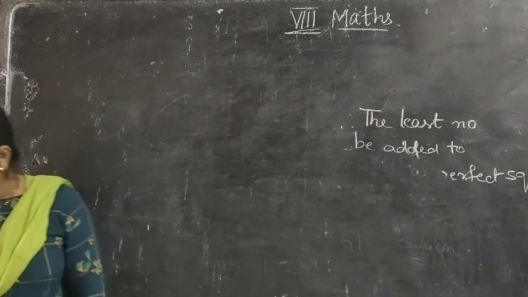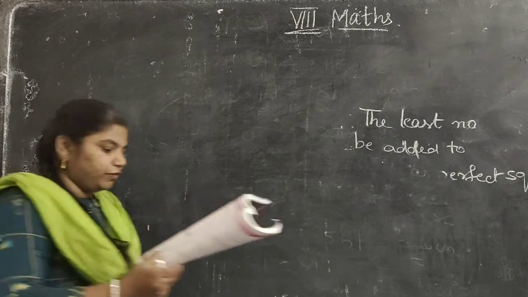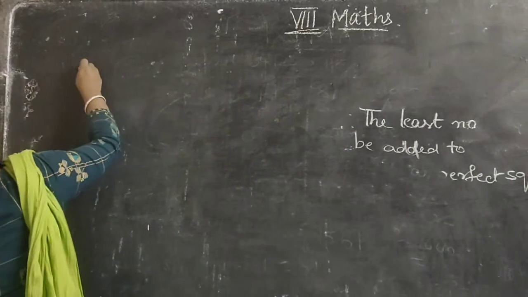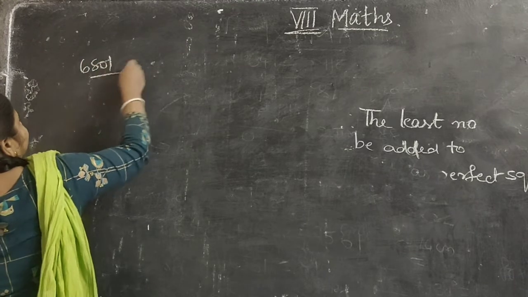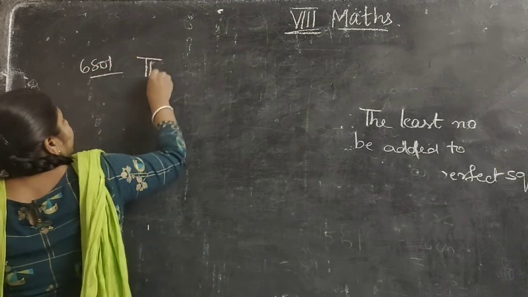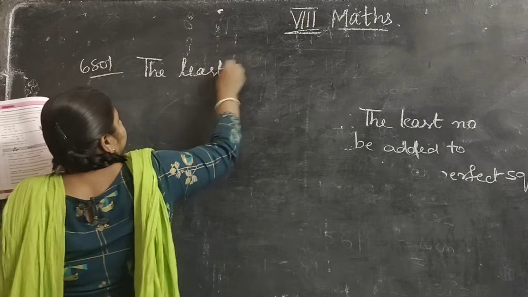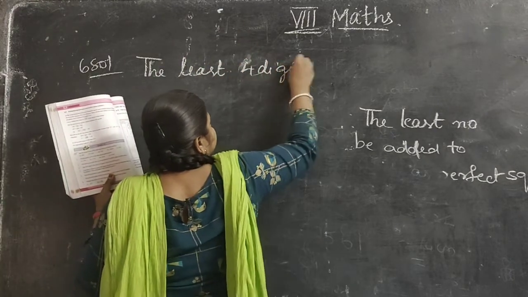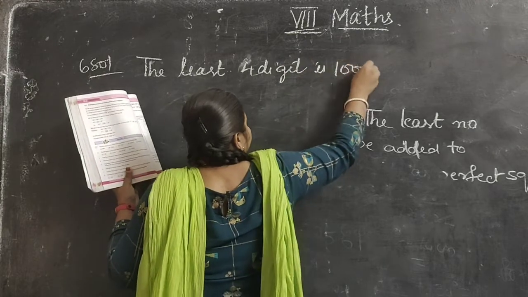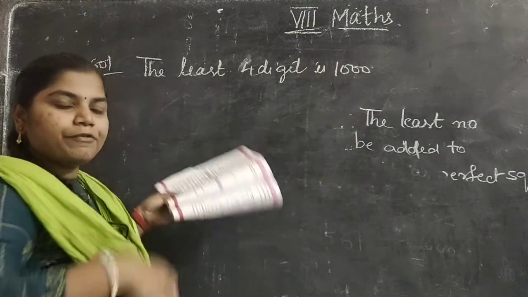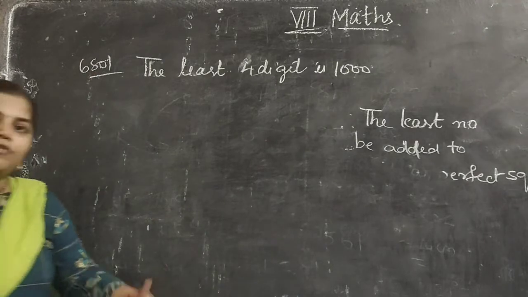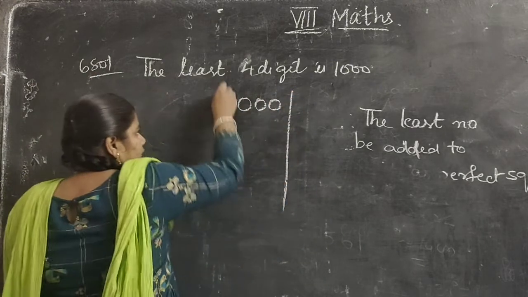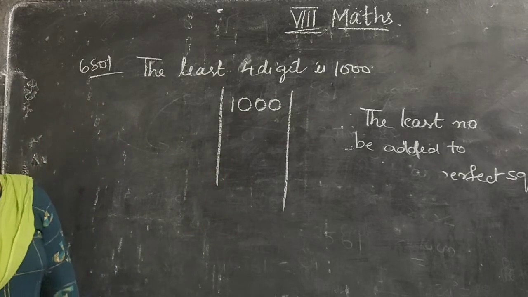Okay, what is the next question? Find the least perfect square number with 4 digits. What is the least perfect square number of 4 digits we have to find? So what is the least 4-digit number? The least 4-digit number is 1000. For this 1000, how much do we have to add to make it a perfect square? We have to find. So first, 1000.